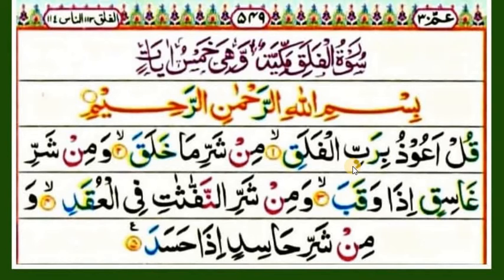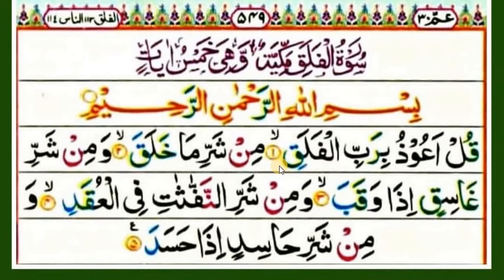Ba has a shadda sign, so we will connect ba with the previous letter. Bi rab. Ba kasra lam, bil. Bi rab bil. Fa fatha fa. Fatha is a short vowel, so we don't stretch it. Lam fatha la, fala. Qaf kasra qi. Falaqi. Qul a'udhu bi rabbil falaqi.